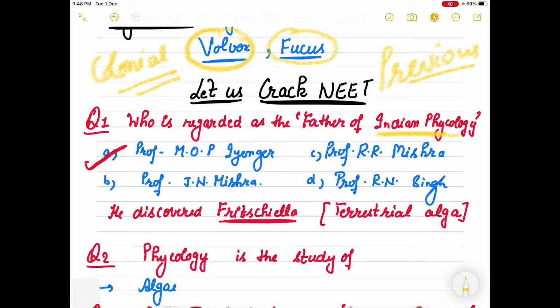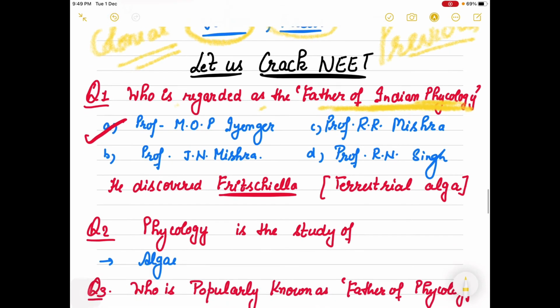Father of Indian phycology. One of my students did this question wrong because he did not read the question carefully. They have specifically asked who is regarded as the father of Indian phycology. Phycology is the study of algae, and Indian phycology, when we say that, it is Iyengar. Professor M.O.P. Iyengar was the father of Indian phycology.